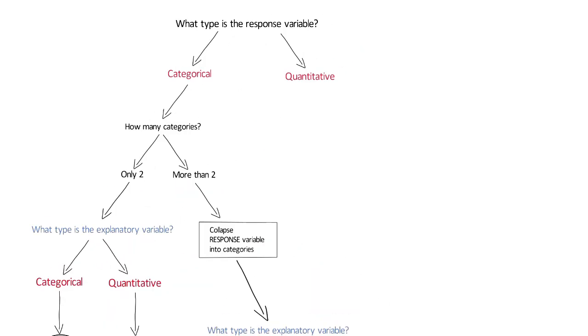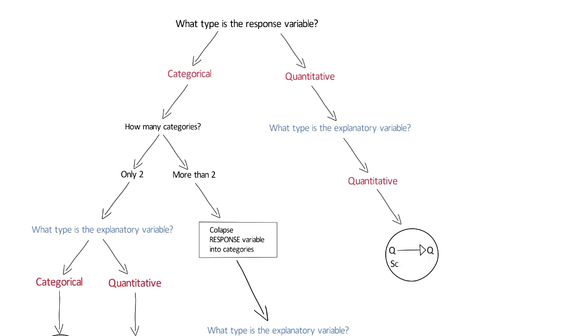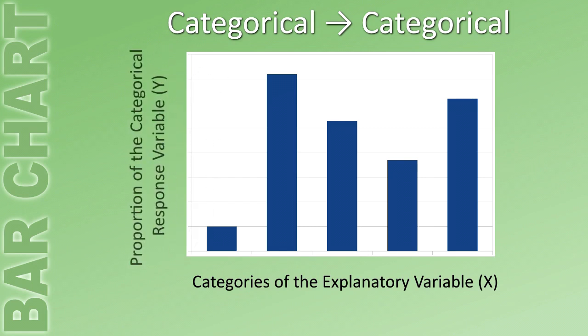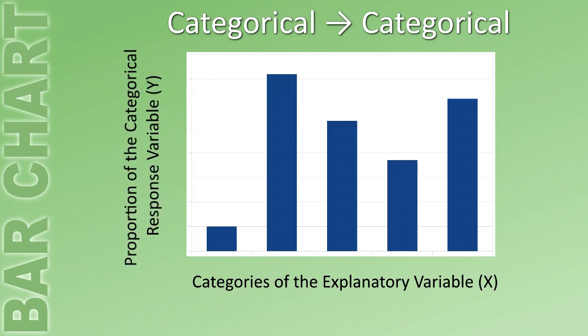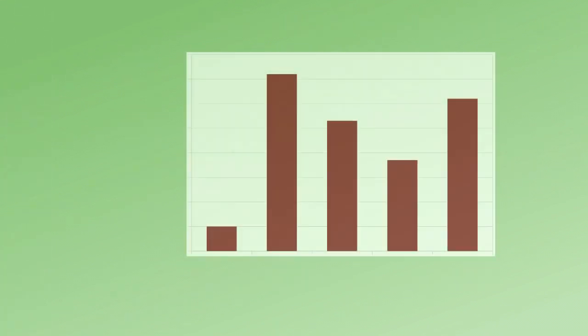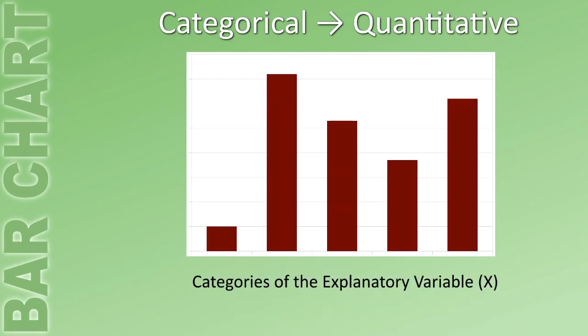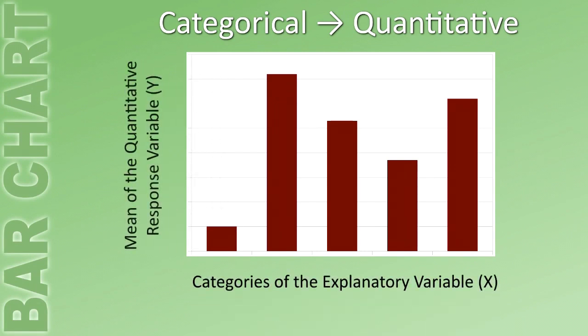We've worked through each type of bivariate or two-variable graph, highlighting when and how each should be used to visualize a relationship. Now, let's just very briefly summarize. When visualizing a categorical to categorical relationship, we use a bar chart with explanatory categories on the x-axis and the proportion of our response variable on the y-axis. When visualizing a categorical to quantitative relationship, we use a bar chart with explanatory categories on the x-axis and the mean of our response variable on the y-axis.